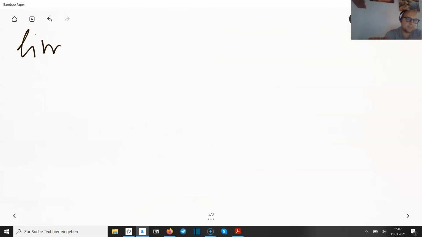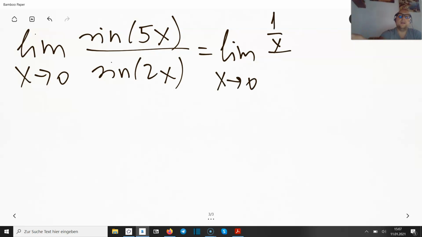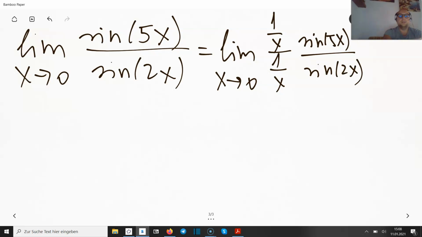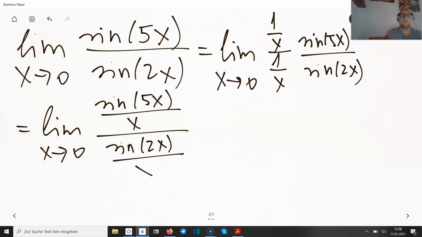What will happen if we have, as x towards 0, sine of 5x divided over sine of 2x? What is happening here? Well, once again, we're missing x, right? But what we could do, we could rewrite it. Now look, I have the limit x towards 0, I just write 1 divided by x over 1 divided by x, still sine of 5x divided over sine of 2x. I'm not changing anything, right? So now we have a limit x towards 0. Now look what's happening. We have sine of 5x divided over x, divided over sine of 2x divided over x. Well, that's getting better.